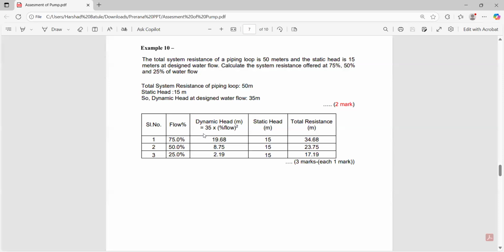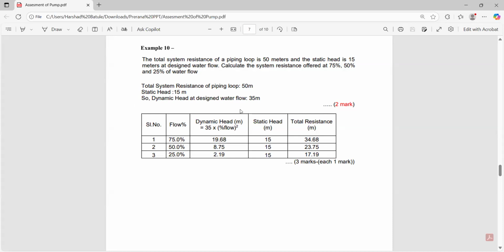At 50%, you are again going to change the dynamic head. So 35 times 50% flow rate, and the static head would be the same. So 8.75 plus 15, your resistance would be 23.75 meter. At 25%, it is again going to change, 35 times 25 by 100, meaning your dynamic head would be 2.19, but the static head is still 15 meter because you are not changing the height of the discharge. You are just changing the flow rates. So by changing just the flow rate, your dynamic head is going to change, not the static head.